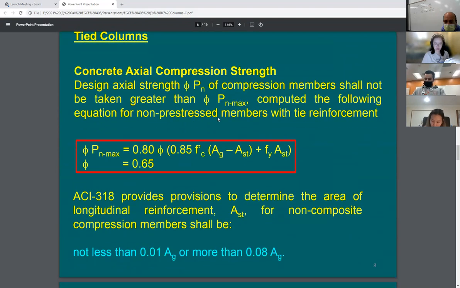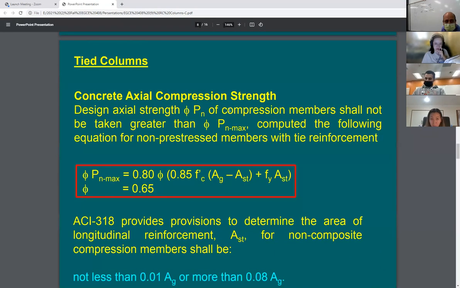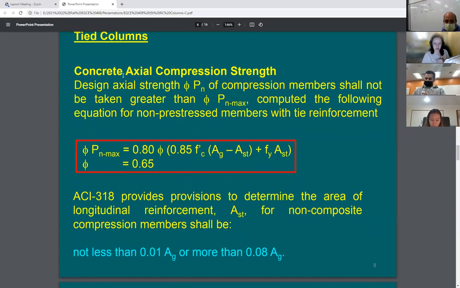Okay, do we have an equation for tied columns? Yes, yeah. It is a very simple equation. It says here for tied columns, here's the axial compression strength, which is phi Pn. This is the one that I have right here. And as you see here, it says concrete strength plus steel strength.